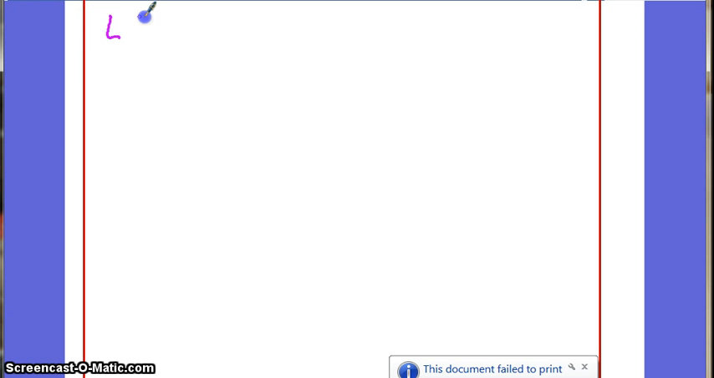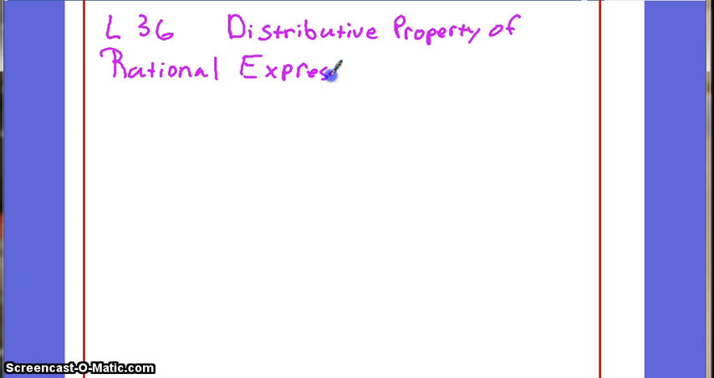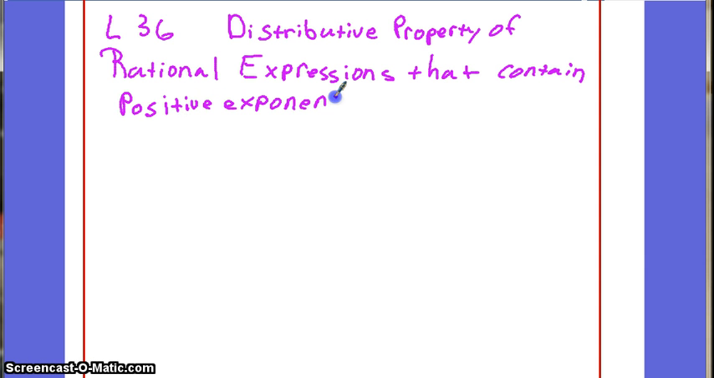All right, algebra, let's talk about lesson 36. We're going to start with the distributive property of rational expressions that contain positive exponents. We'll talk about negatives in a little bit, but let's start with one thing first. This is in your algebra books, found on page 146. What we're going to do is learn how we will distribute it.